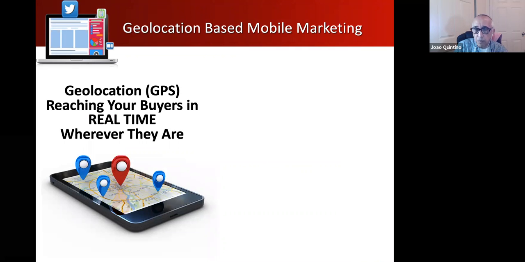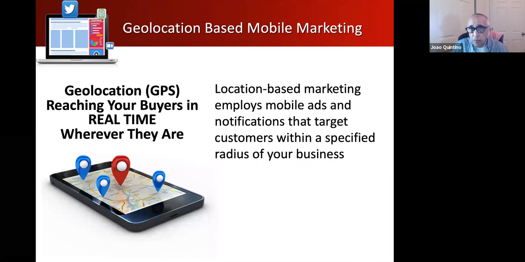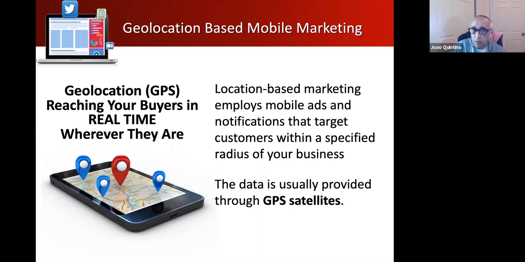That reaches buyers at the time they're probably ready to buy. So location-based marketing employs mobile ads and notifications that target customers within a specific radius of a business. That's the key here. It's provided by GPS satellites. So if you have your GPS active on your smartphone, GPS knows exactly where you are, and it tells the advertisers that you are within the radius of where they're advertising. So if you walk close to a restaurant, if you subscribe to that advertising, you might get notifications about a deal on that restaurant.